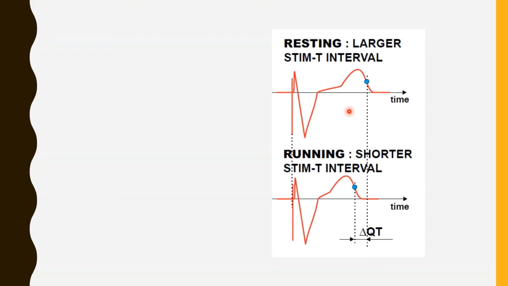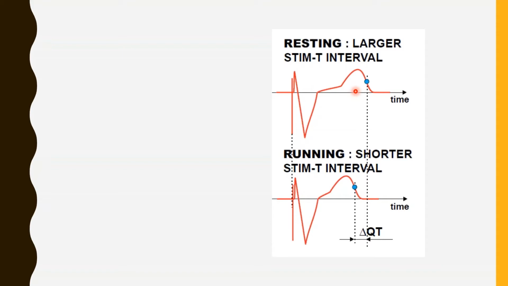Of course, the other form of physiological input that we can actually utilize is based on the QT intervals. We know that as our heart rate becomes faster, the QT interval actually shortens. So the device itself is able to constantly measure in the background the stimulus to T interval. So the shorter your stimulus to T interval, the device is going to set in the algorithm and say, you know, increase the pacing rate as well.